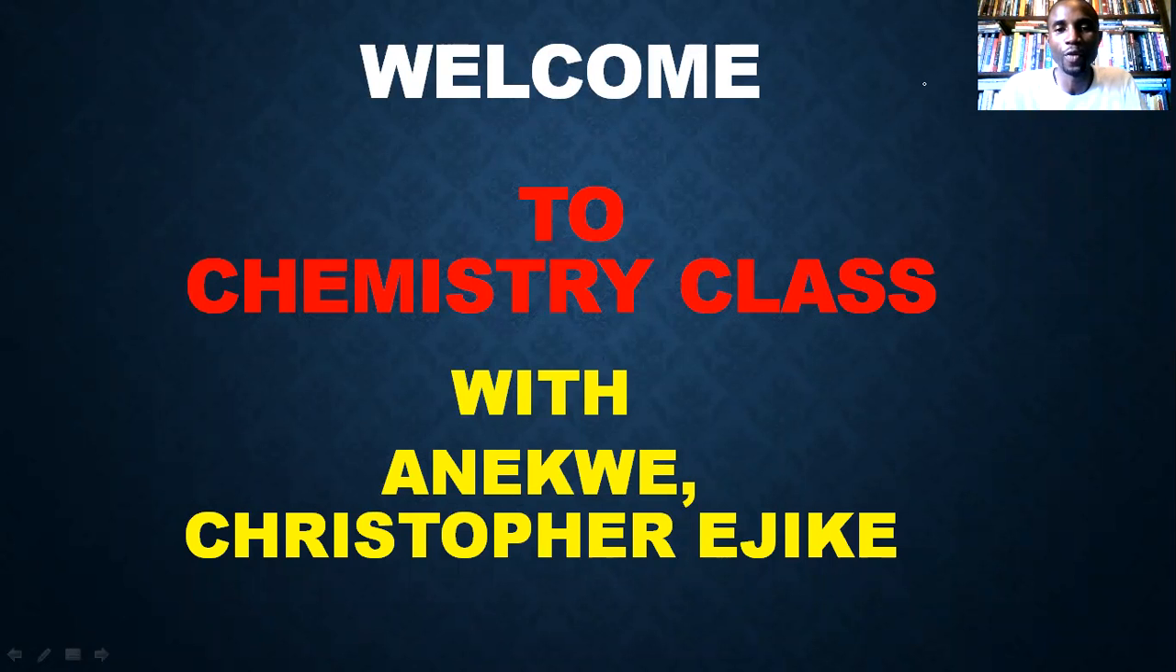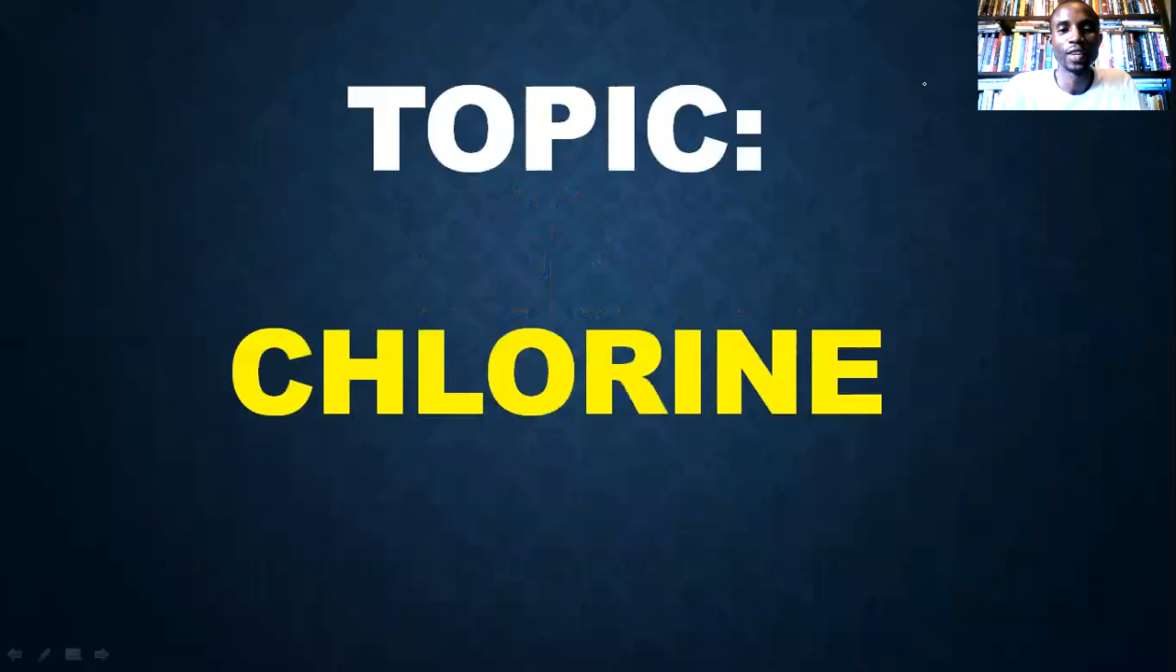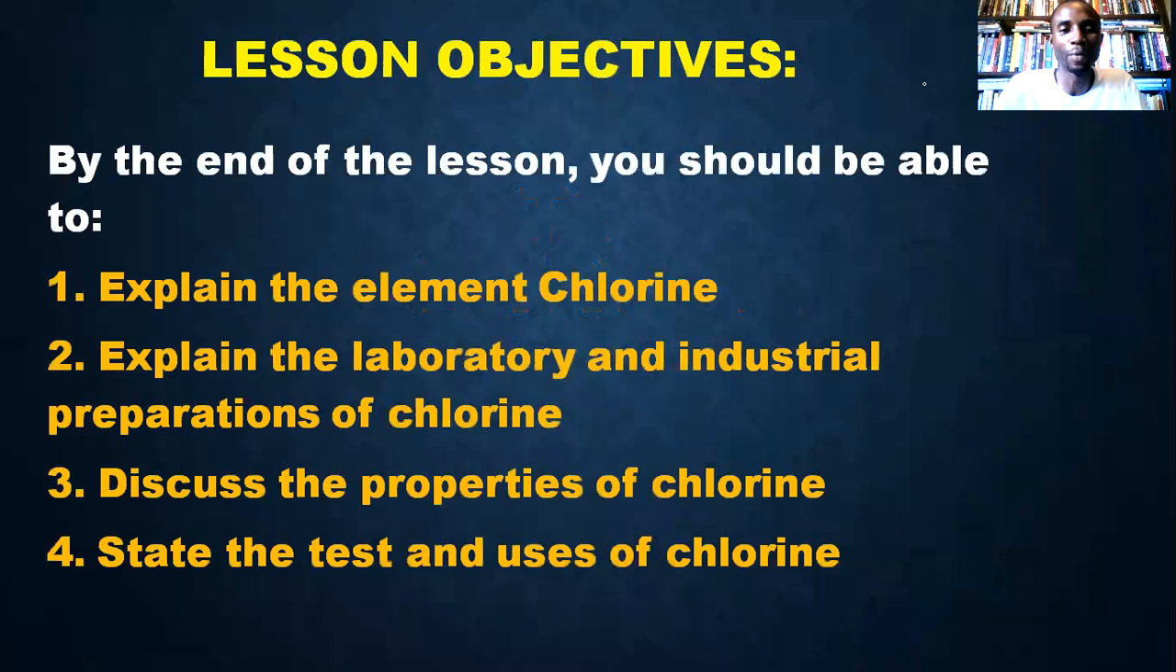In this particular video, we are going to be looking at a topic titled chlorine. We want to look at an element in our periodic table, chlorine, to know what it is made up of. By the end of this class, we should be able to explain the element chlorine, explain the laboratory and the industrial preparation of chlorine. You also will learn how to discuss the properties of chlorine, both the physical and chemical properties. Then you state the test and the uses of chlorine.